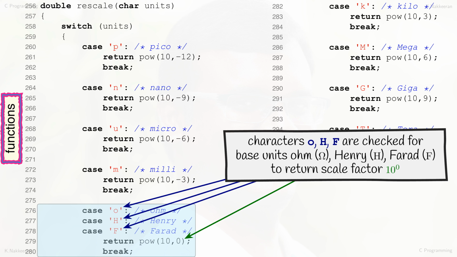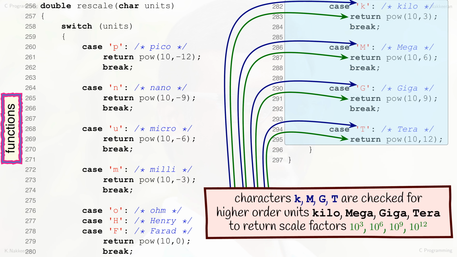As no rescaling is required for the base units, variable units cases are checked for the characters O, H, F for the base units ohm, Henry, farad, to return the scale factor as 10 raised to the power 0. Variable units cases are checked for the characters K, M, G, T for the higher units kilo, mega, giga, tera, to return the scale factors as 10 raised to the power 3, 10 raised to the power 6, 10 raised to the power 9, 10 raised to the power 12.